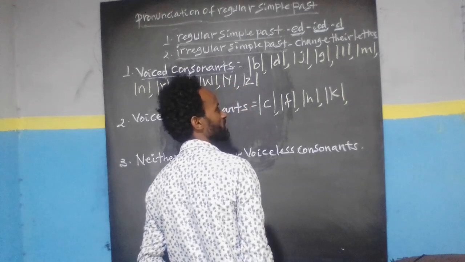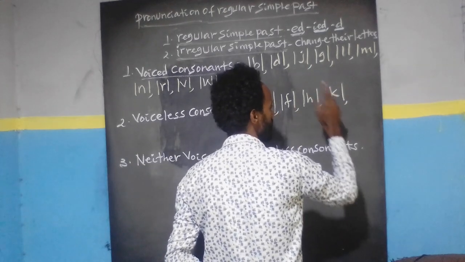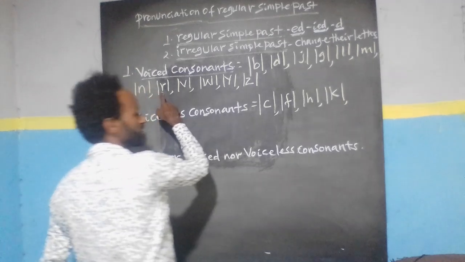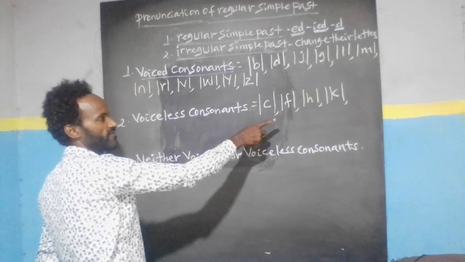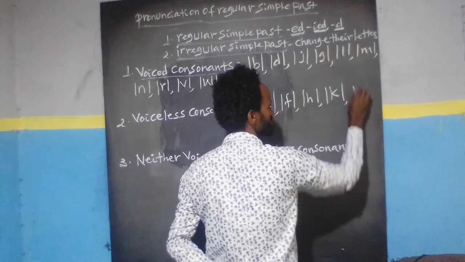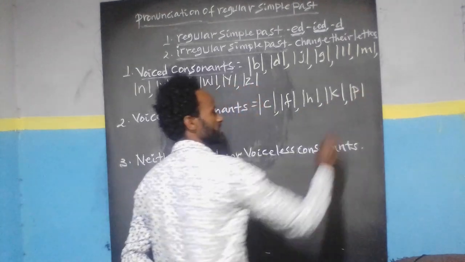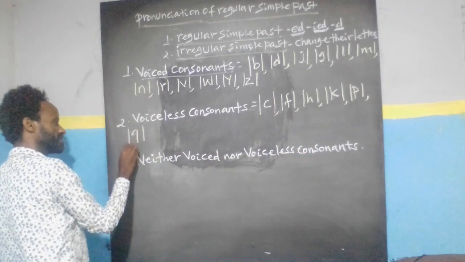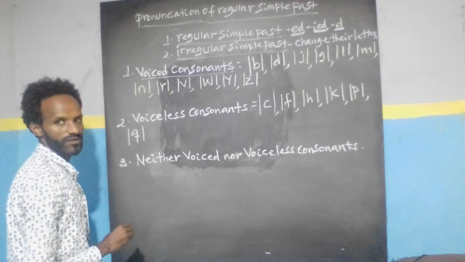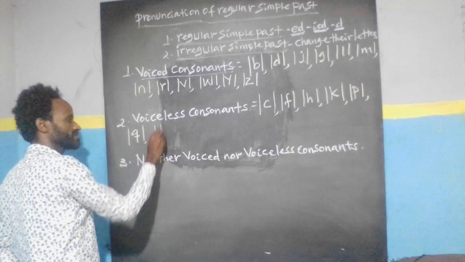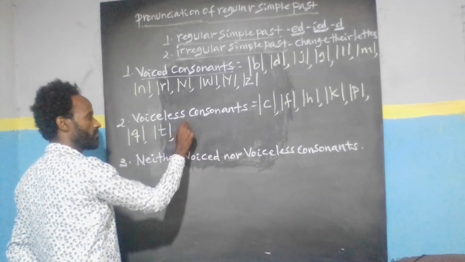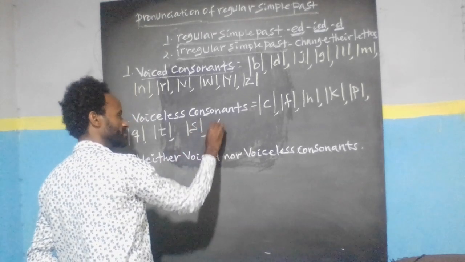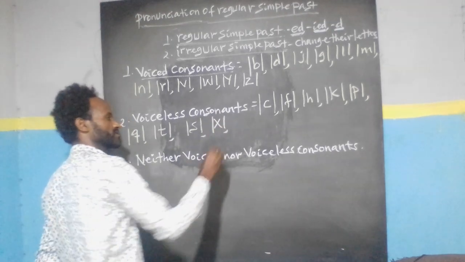So K, and next to K, L, M, N, O. O is a vowel letter, and next to this one there is what? P. P is voiceless, and the other one is what? The other one is Q. Yes, Q is voiceless, and next to Q there are other letters: T, S, and the other one is what? Yes, X.